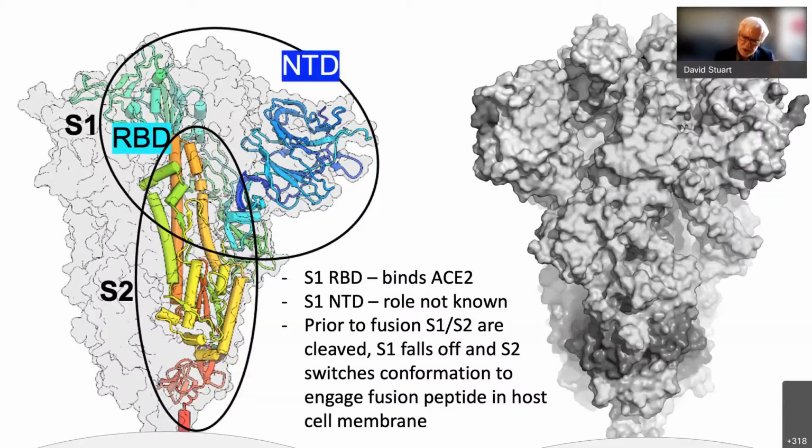Prior to fusion, there's a cleavage of the polypeptide chain of spike into 2 subunits, S1 and S2. S1, where the receptor binds, falls off at that point, and S2, which forms the stalk of the molecule, does a massive conformational switch to engage a fusion peptide in the host cell membrane and cause fusion and infection of the cell. So that's the sort of story of the protein.